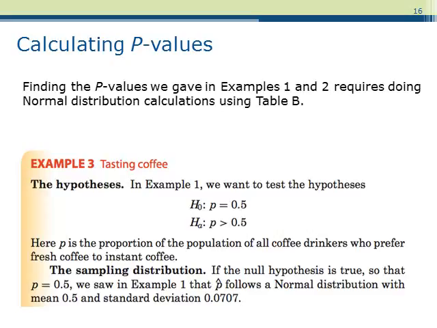Finding the p-values we gave in the previous examples requires doing normal distribution calculations using Table B. So let's find the p-value from the very first example we looked at on taste testing coffee. If you recall, the null hypothesis was that p equals 0.5, and the alternative was that p was greater than 0.5, where p is the proportion of the population who prefer fresh coffee to instant coffee. If the null hypothesis is true, so that p is equal to 0.5, p hat follows a normal distribution with mean 0.5 and standard deviation 0.0707.